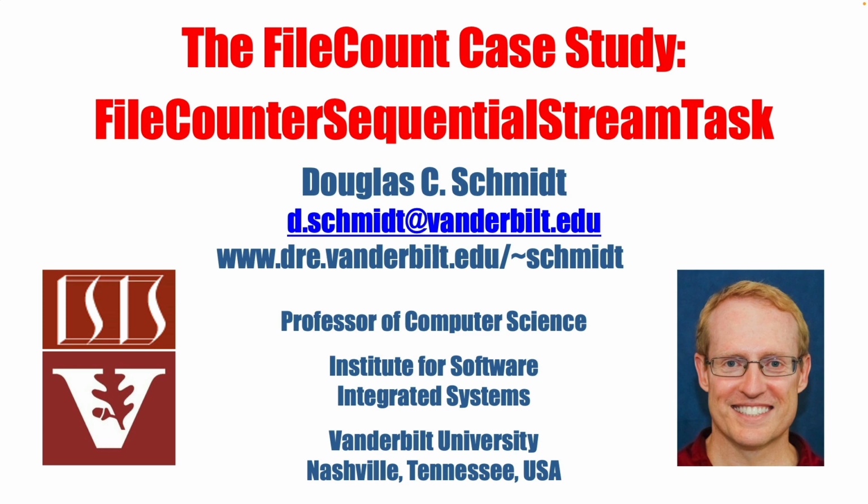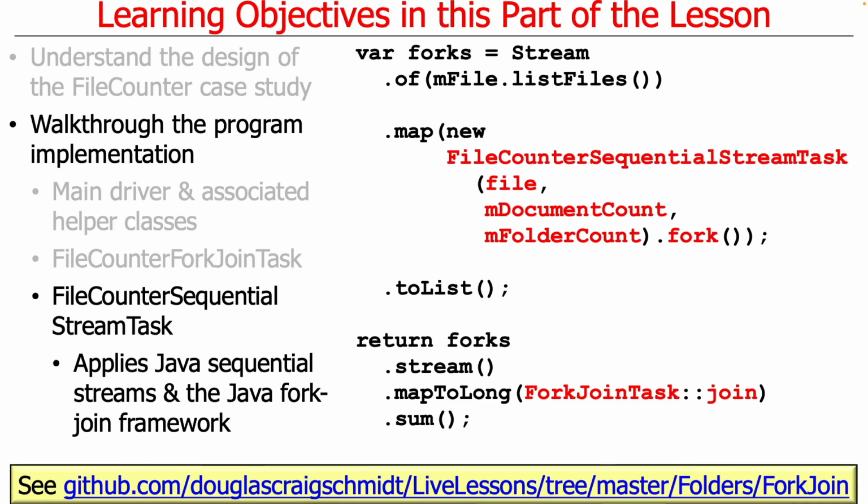So the next implementation we're going to look at is a hybrid that's going to use the fork join framework to do the parallelism, but it's going to use the sequential streams framework to arrange the control flow of the application logic. And you'll see that that arguably is a little cleaner to read, depending on your point of view. So this is going to apply Java sequential streams and the Java fork join framework together. It's like a hybrid car.